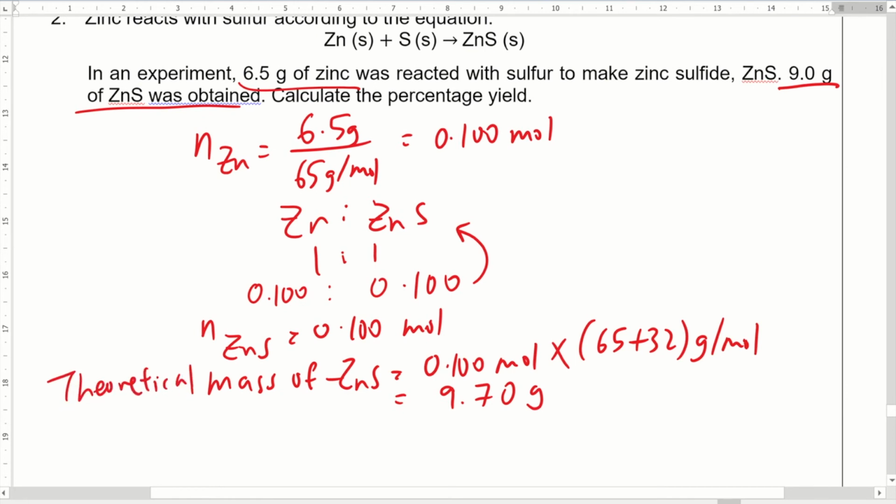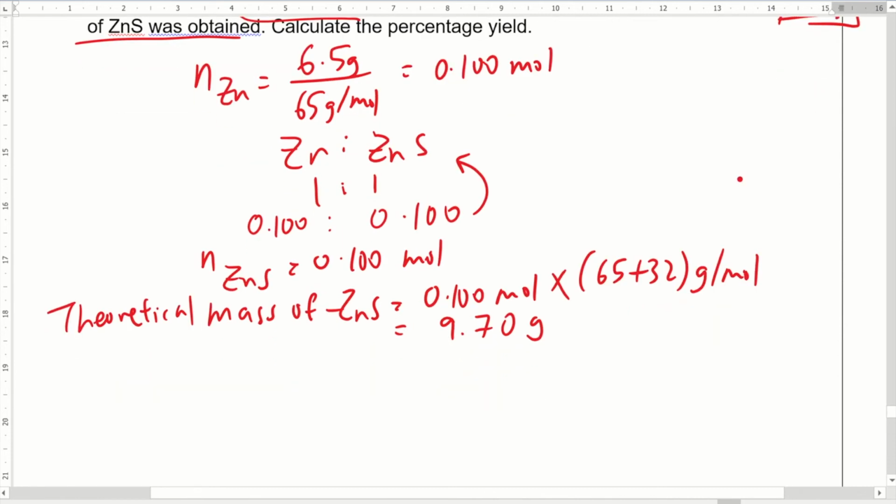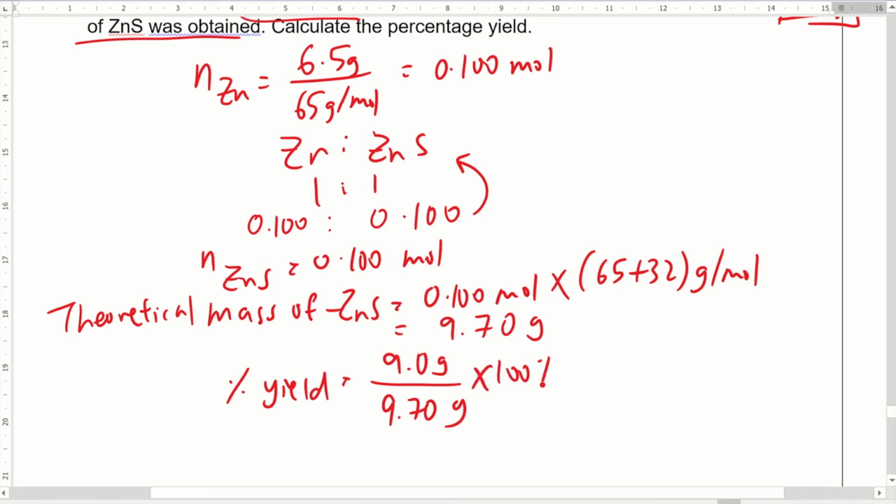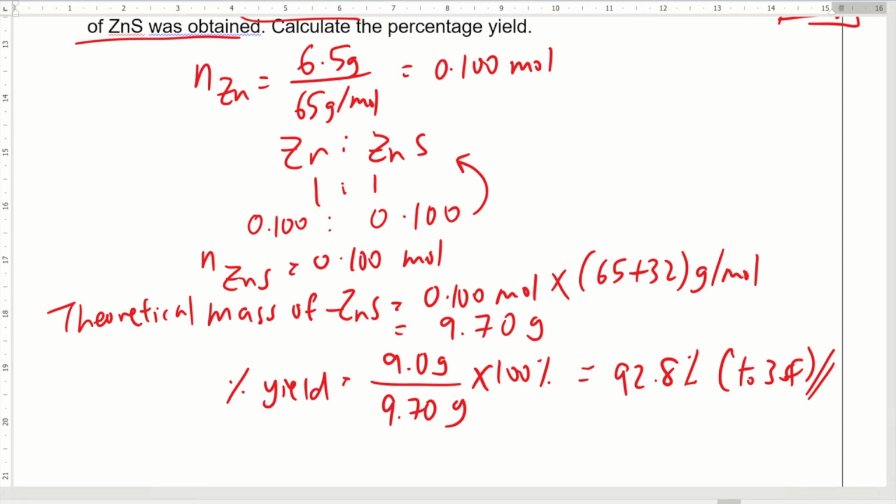So this is your theoretical mass. But how much did you actually produce? The actual yield is only 9 gram. By right, you should have 9.7 gram. So you multiply by 100%, and your percentage yield is 92.8% to 3SF. Okay, so this is how you calculate. This is what we call percentage yield.